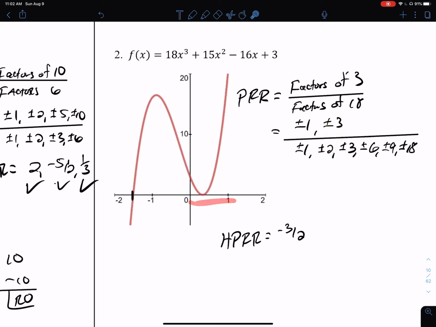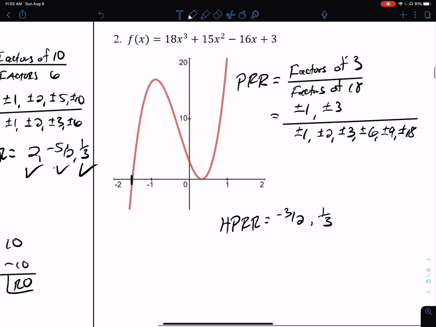Between 0 and 1, I wouldn't say that's half. Maybe that's a third. Is a third an option? It is. I'm going to say maybe it's a third. Now, whatever this one is, it's going to have an even multiplicity because it's tangent. So I'm saying a third is going to happen 2 times possibly.